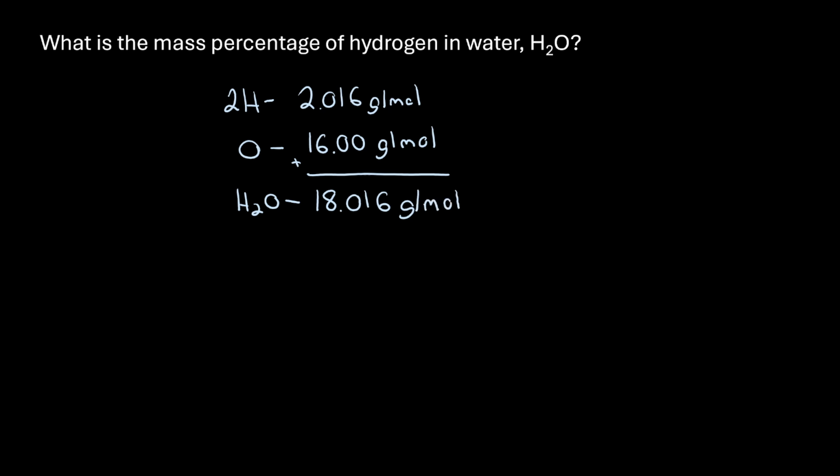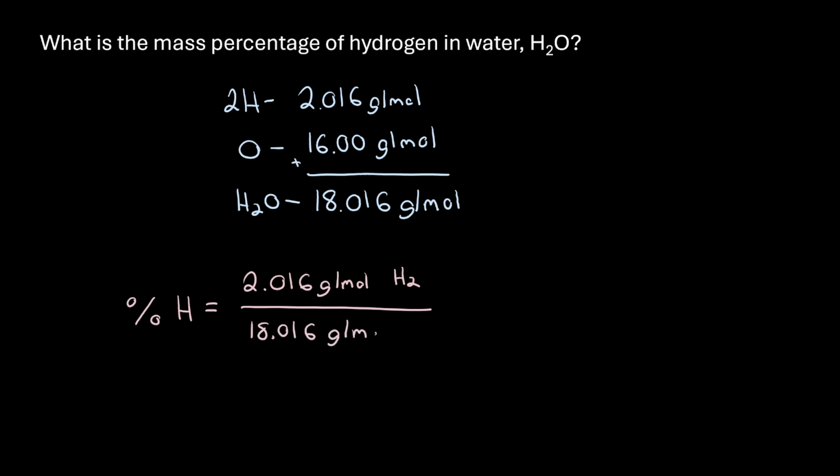If we wanted to find the mass percentage of hydrogen, we just need to see how heavy hydrogen is compared to water. So really, the percent mass of hydrogen is going to be equal to the ratio of hydrogen's mass to the water's mass. So we do 2.016 grams per mole of H2 divided by 18.016 grams per mole of H2O. So when these things cancel out, we'll end up getting 2.016 divided by 18.016.